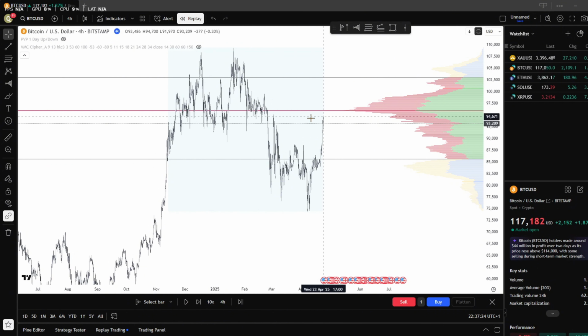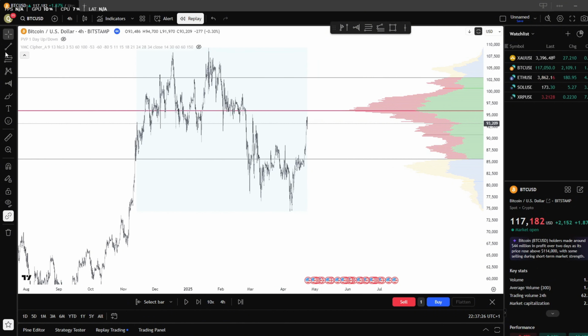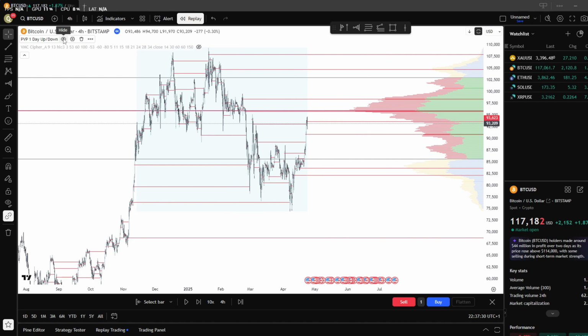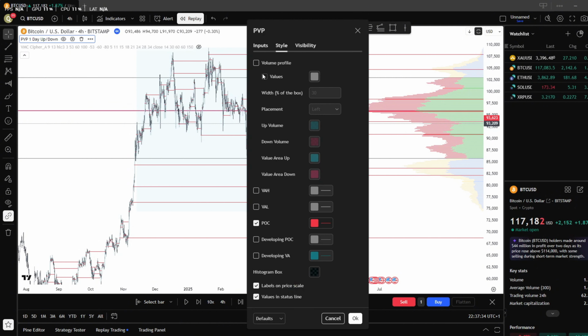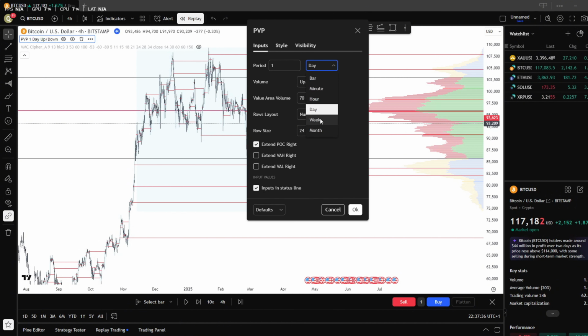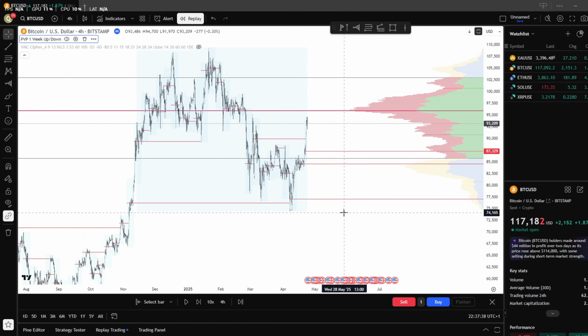So you see here, this is where we were before. We're coming up to this POC. So we can turn these back on and just highlight any daily points of control. We've got some there, got some there. The benefit of this indicator is you can do it for a weekly as well. So we'll see what the weekly is showing.